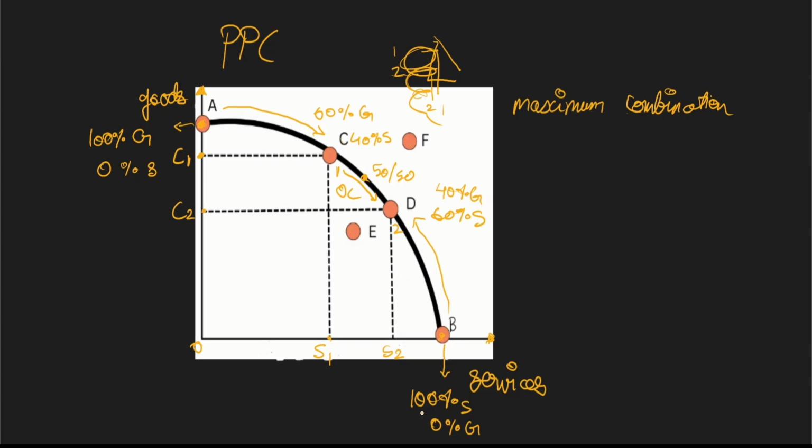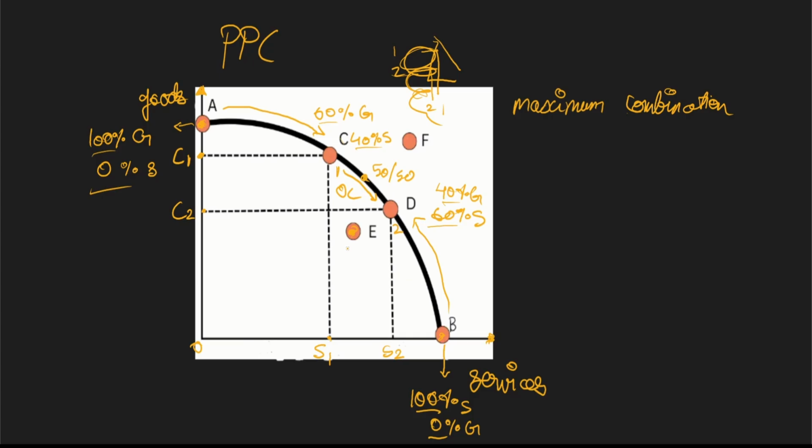Because if you notice 100, 0, 40, 60, 40, 60, 100, 0, 100% of the resources are being utilized. So changing something would result in less of the other item being produced. So here you have 100 goods, but moving to C, you only have 60%. So 40% has just gone, right?